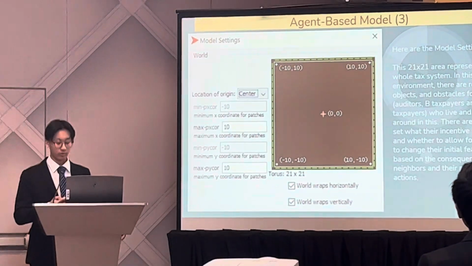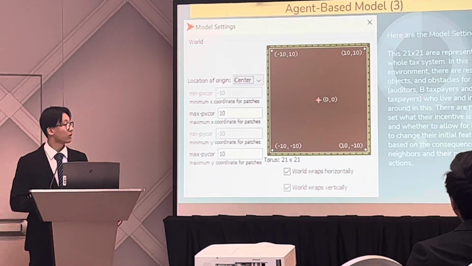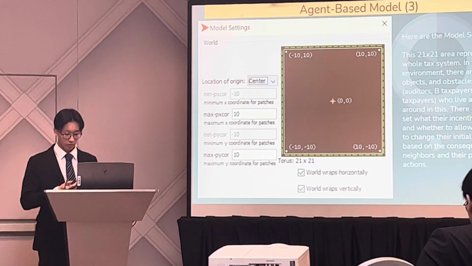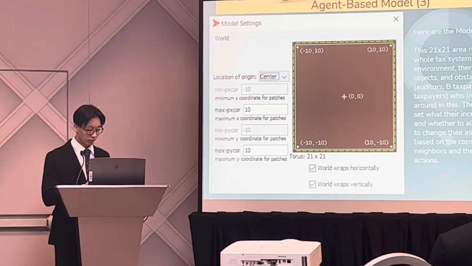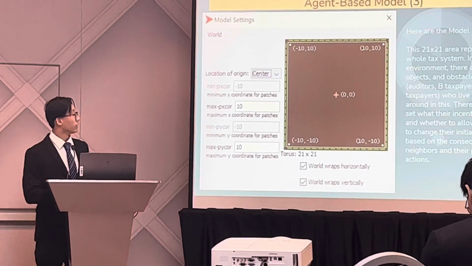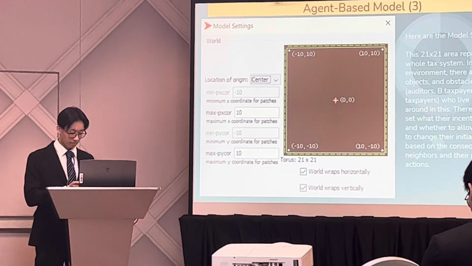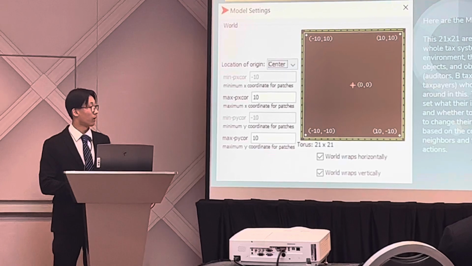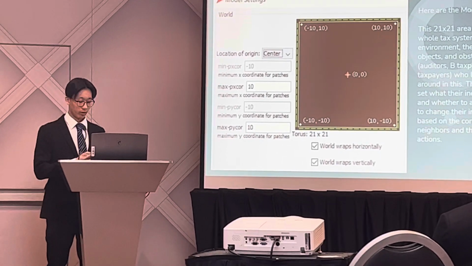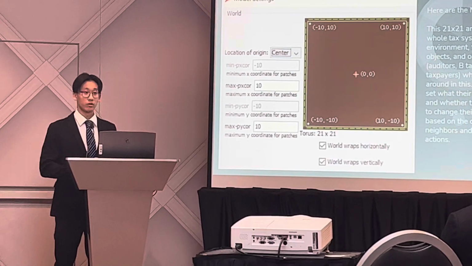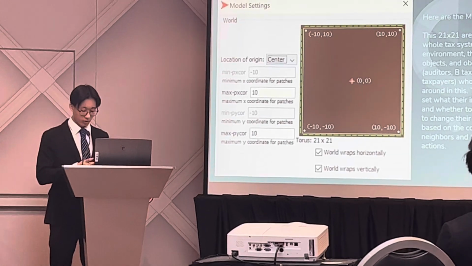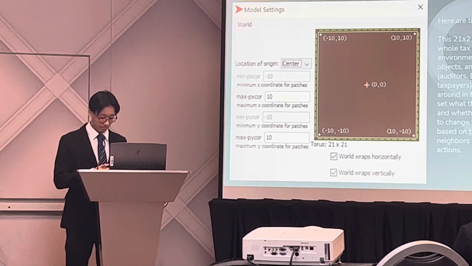Today I'll be talking about the NetLogo program that we use for the agent simulation of blockchain technology. So here are the model settings. There's a 21 by 21 area that we use to represent the whole tax system. And in this environment, there are resources, objects, and obstacles for the three agents, which are auditors, traditional taxpayers, and blockchain taxpayers to live and interact with.